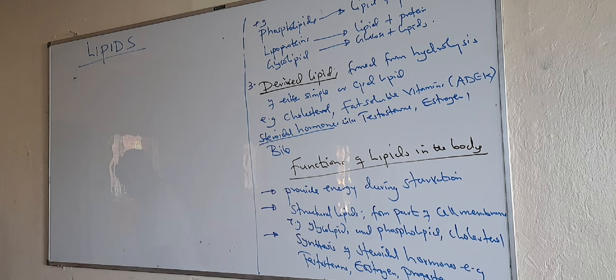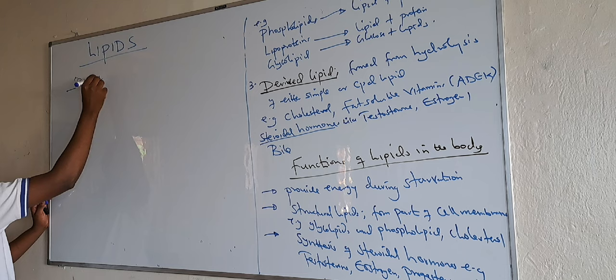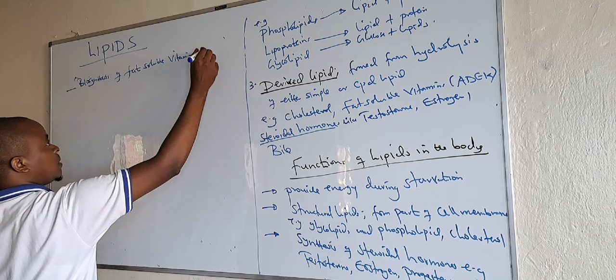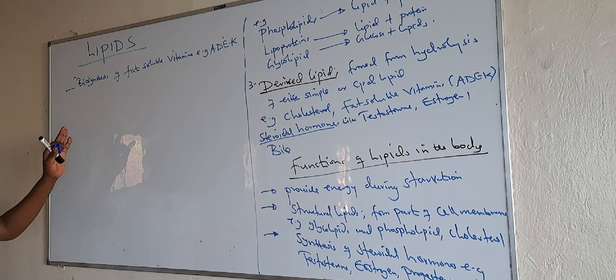So we can also use lipids in the biosynthesis of fat-soluble vitamins. For example, we have vitamins A, D, E, and all these are synthesized from the lipids.